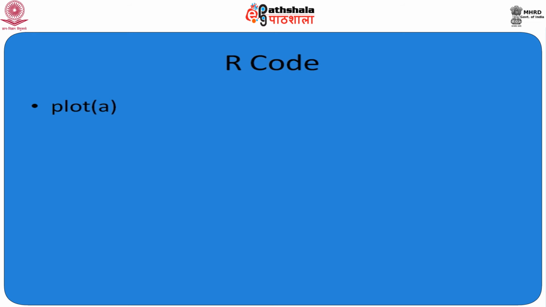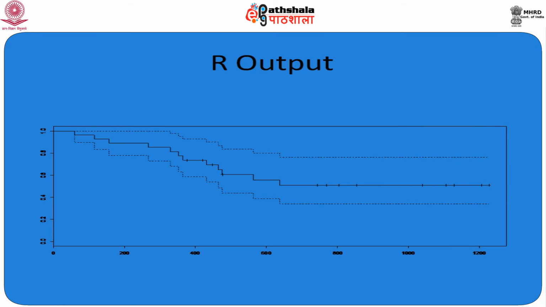Go to next slide. Now we are calling the plot A to get the survival values. Now the output will give us the Nelson-Aalen estimation with the lower confidence interval and upper confidence interval.